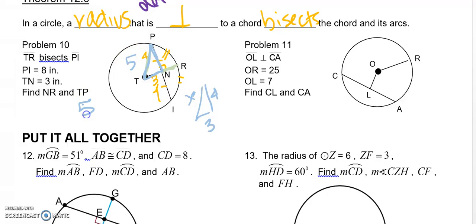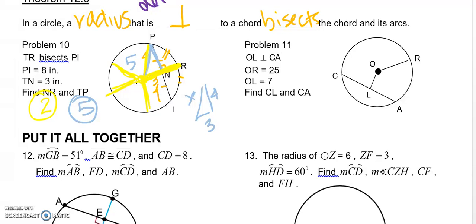So TP is 5. And what you need to notice about TP is that it's a radius of the circle, which means this is a radius, and this is a radius, and this is a radius, and this is a radius. So any radius is going to be 5. So because this is 5, and we know TN, this little part, is 3, that means NR has to be 2 in order to complete the whole 5.